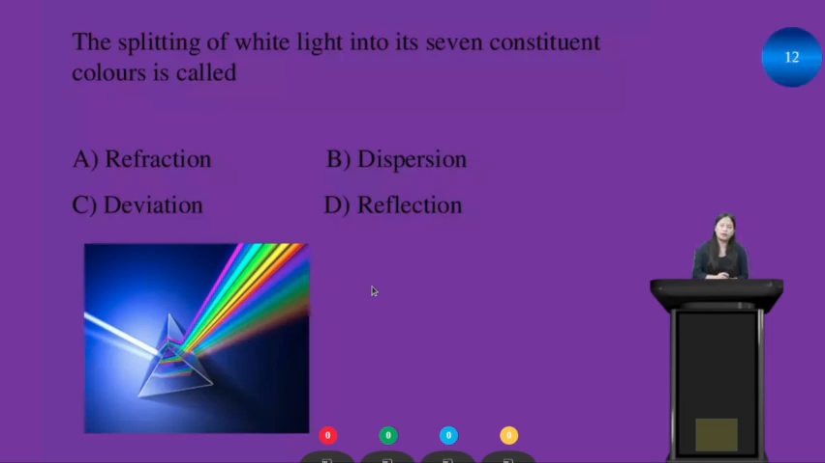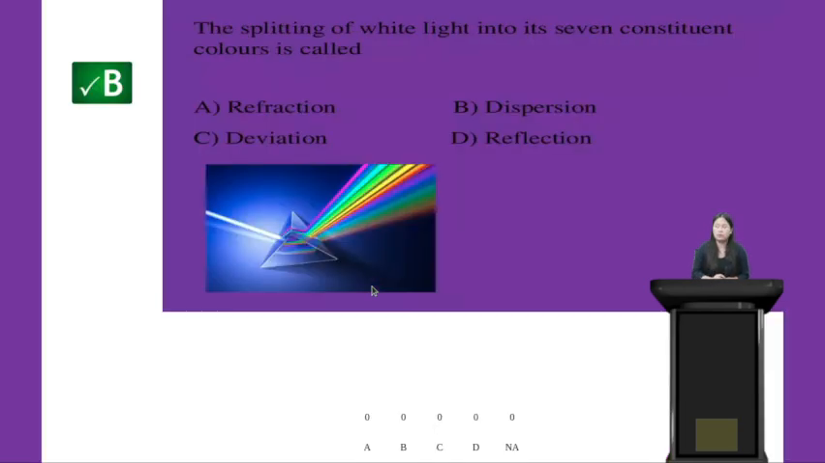Yes, students, the splitting of white light into its 7 constituent colors is called refraction, dispersion, deviation, reflection. Alright, students. Yes, very good. The correct answer for this question is option B, that is dispersion. The splitting of white light into its 7 constituent colors is called dispersion.